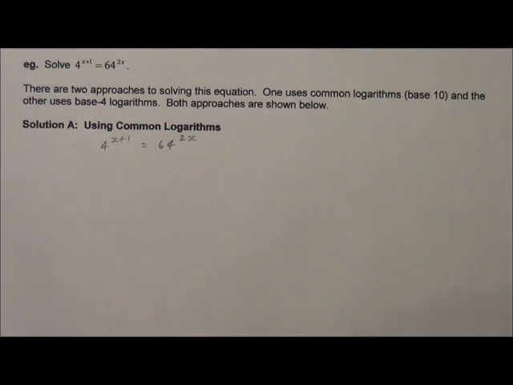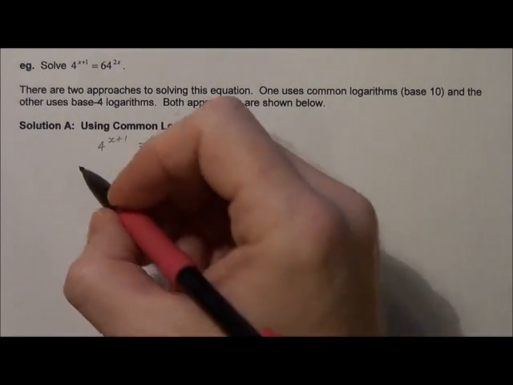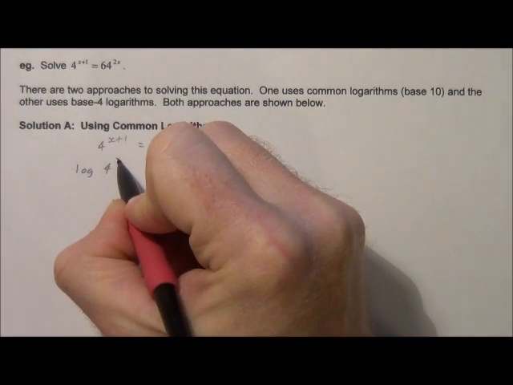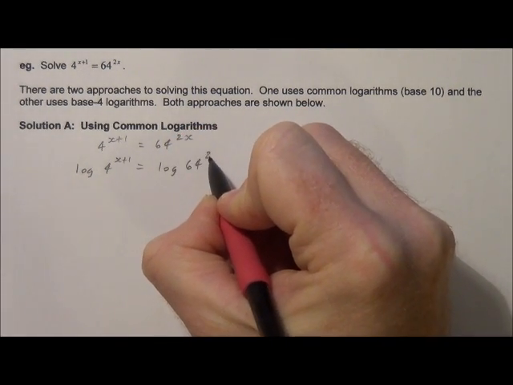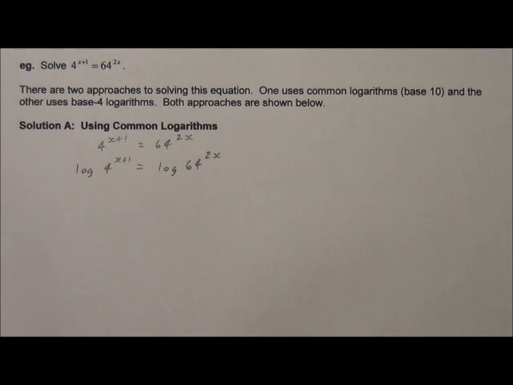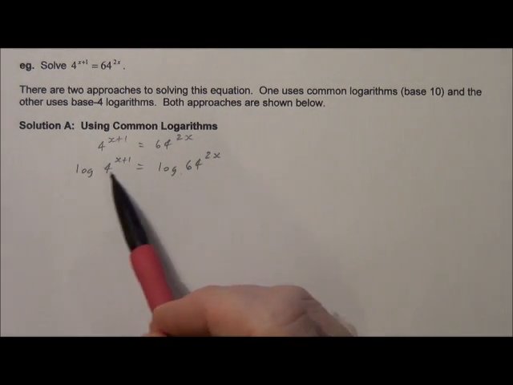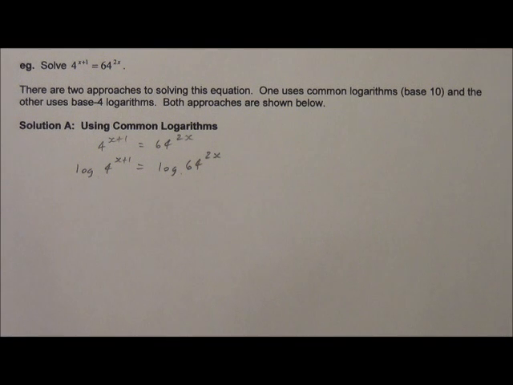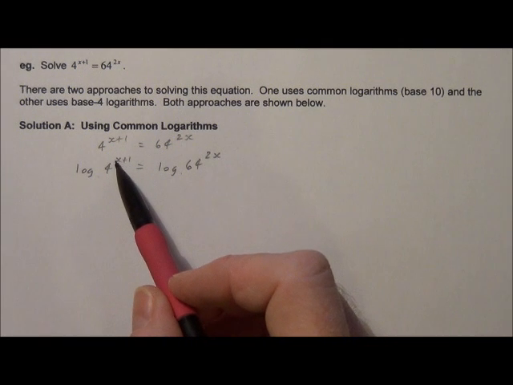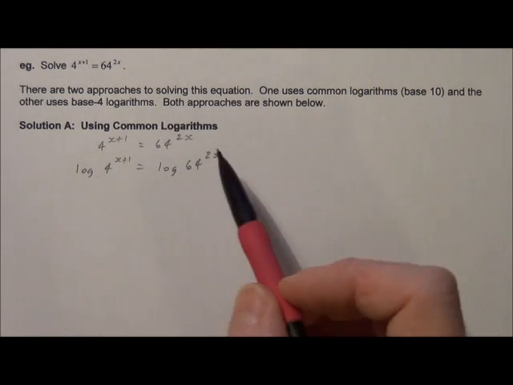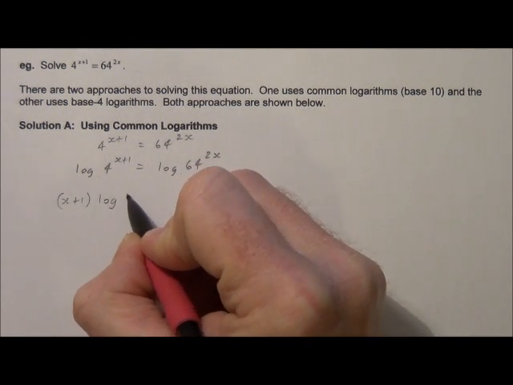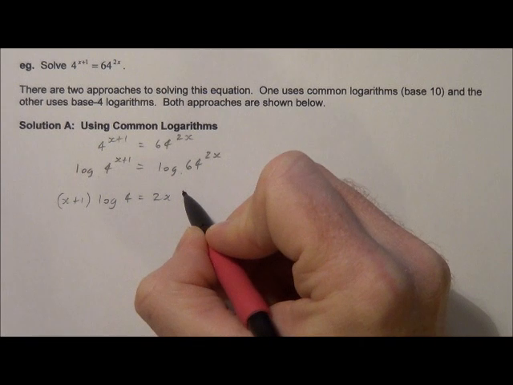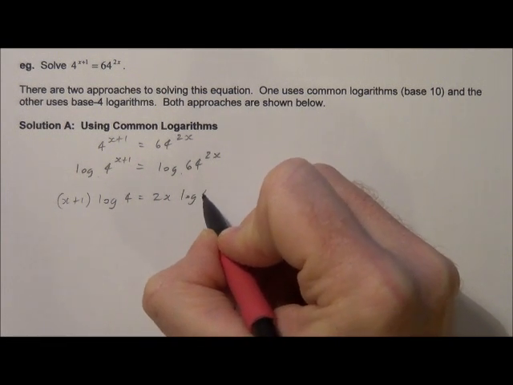And using common logarithms, that just means that we'll take the log of both sides. So take the log of 4 to the x plus 1 equals log of 64 to the 2x. Now both of these have a base of 10, because it's not written, so it's understood to be 10. And then using laws of logarithms, I will take the exponent for each of these and bring them down in front. So I'll get x plus 1 times the log of 4 equals 2x times the log of 64.